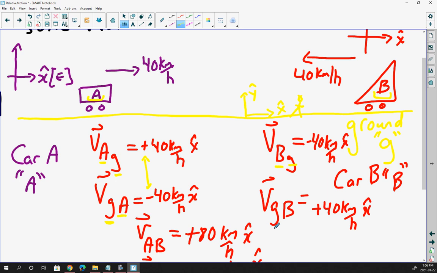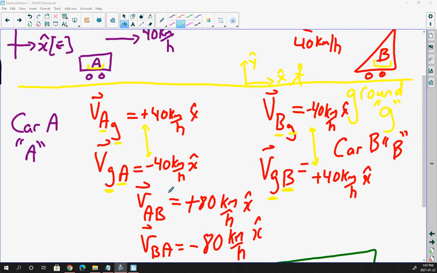Similarly, look here, the velocity of the ground with respect to someone observing the ground while they are in car B. Well, they're going to see the ground move in the other direction. Okay? So if you take a look here, there's a change in direction here. The velocity of the ground as observed from the person in car B is positive, not negative 40 kilometers an hour.